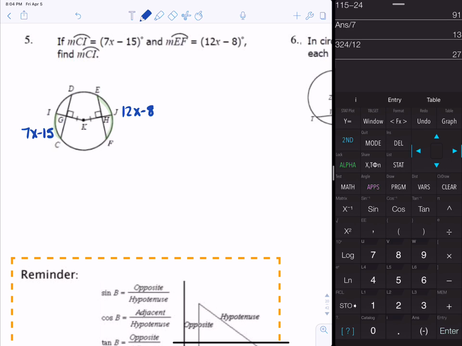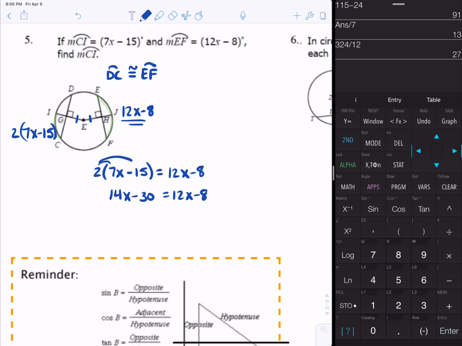So notice these are labeled as equidistant from the center. And so therefore we can conclude that these arcs, like arc DC, would be congruent to arc EF. And so we need to multiply this one by 2 in order to set it equal to this side, because that's what we know. So 2 times 7x minus 15 would be equal to 12x minus 8. So I'm going to distribute the 2 and get 14x minus 30 equals 12x minus 8.